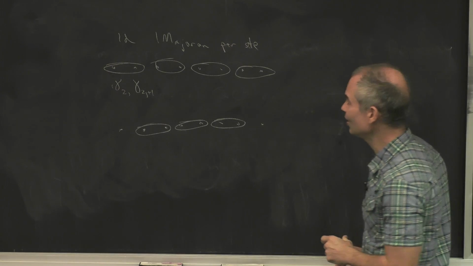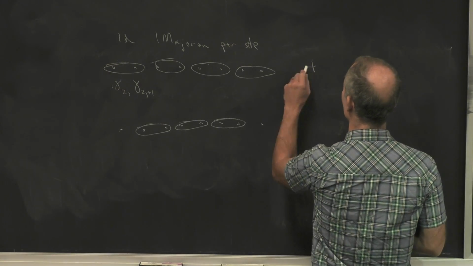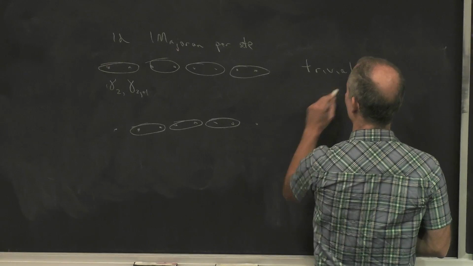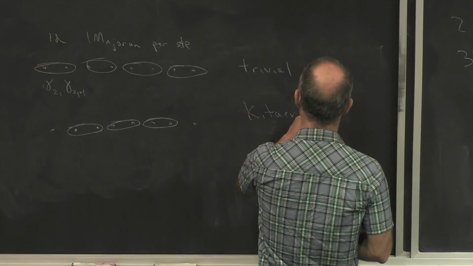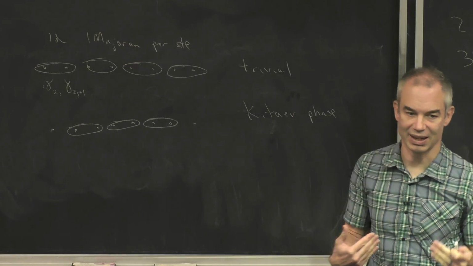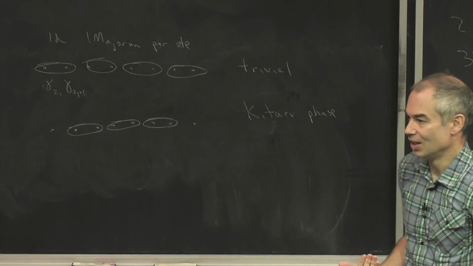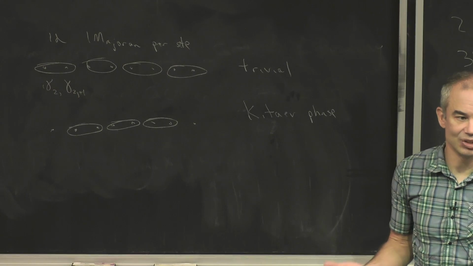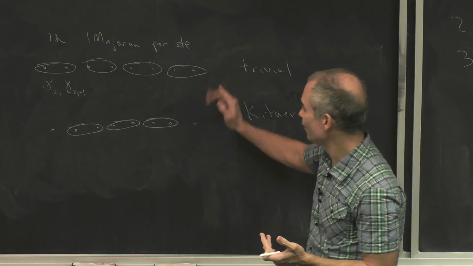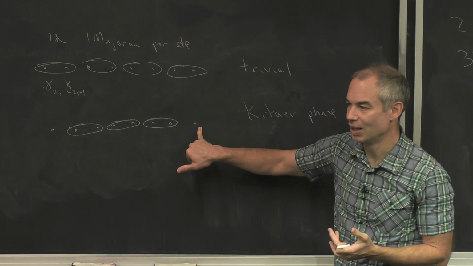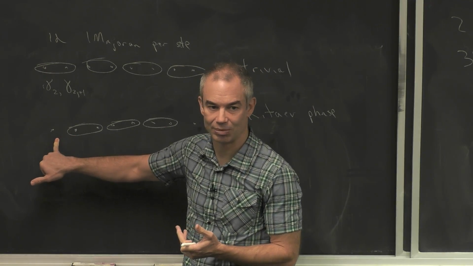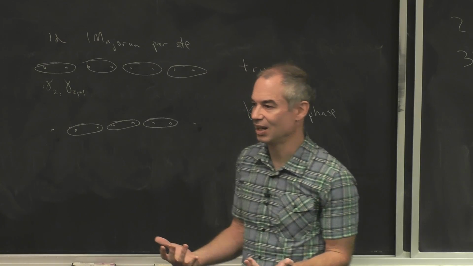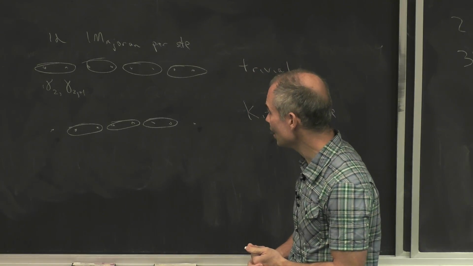Sometimes people call these the trivial phase and the Kitaev phase. Is this Kitaev phase topologically ordered or not? It doesn't really have any interesting excitations. But what it does have is an interesting boundary when you terminate it. At the boundary, it has Majorana zero modes left over, but it does not have any anionic excitations.